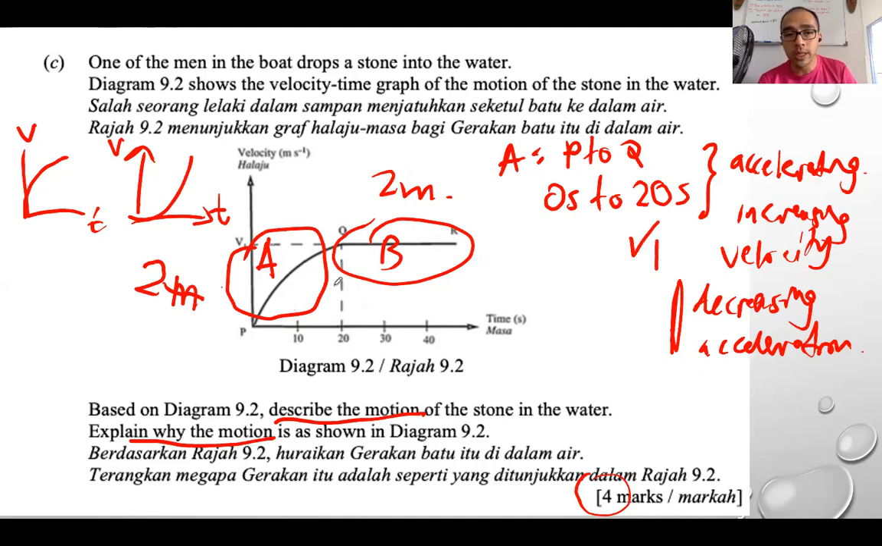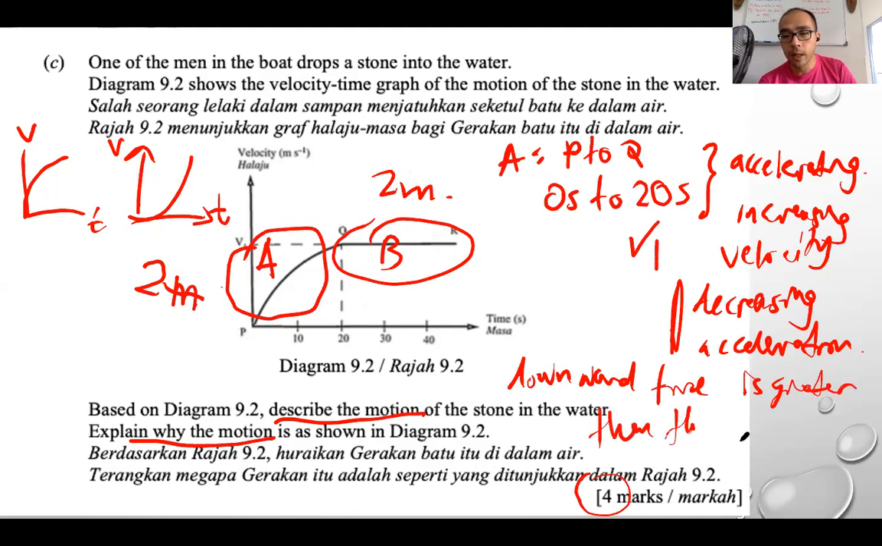Mark number two is why is it accelerating? Okay, it is accelerating because the downward force is greater. Okay, then the upward force. Okay, this is the second mark. Daya ke bawah adalah lebih besar daripada daya ke atas. Because it is dropping into the water lah.